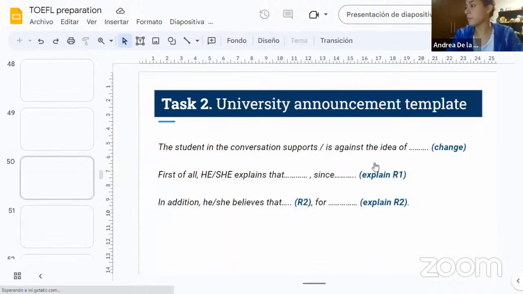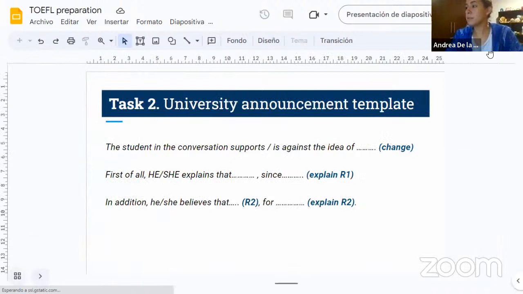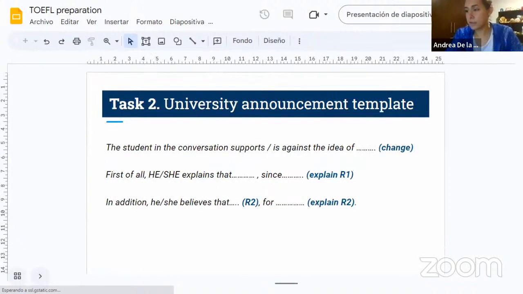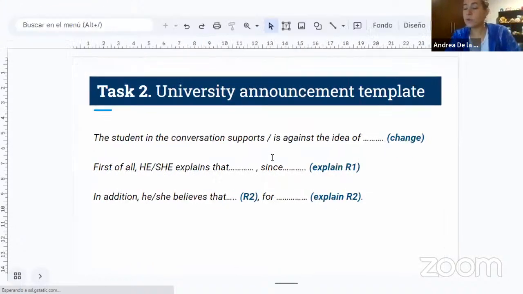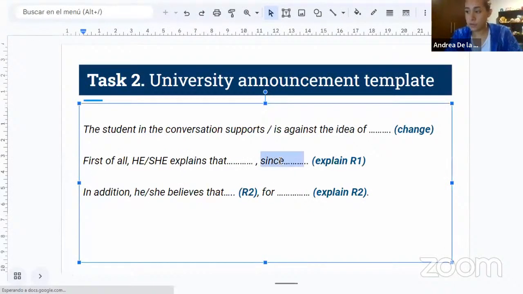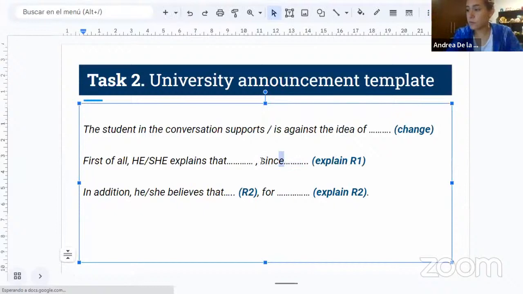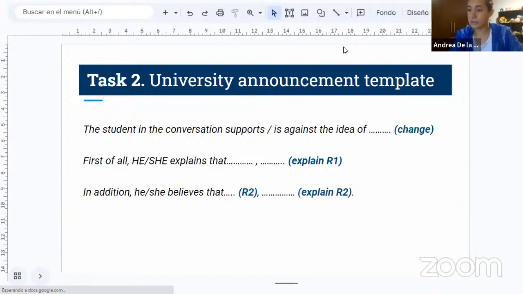Okay. So here it is. Things that you don't need to say for today's class. You don't always have to use these words since and for, so I'm gonna just eliminate those words. But everything else, I'm gonna require from you guys to use this template exactly like it is. Okay, so please take a screenshot of this. We're gonna be working with this template.